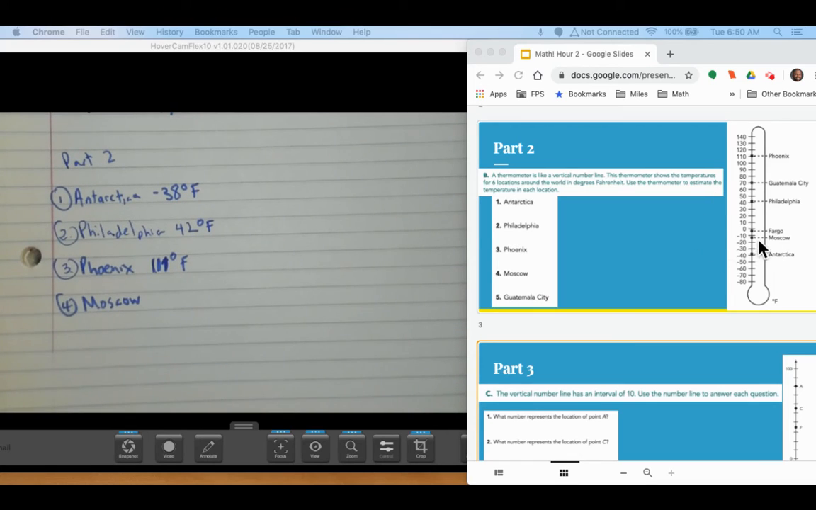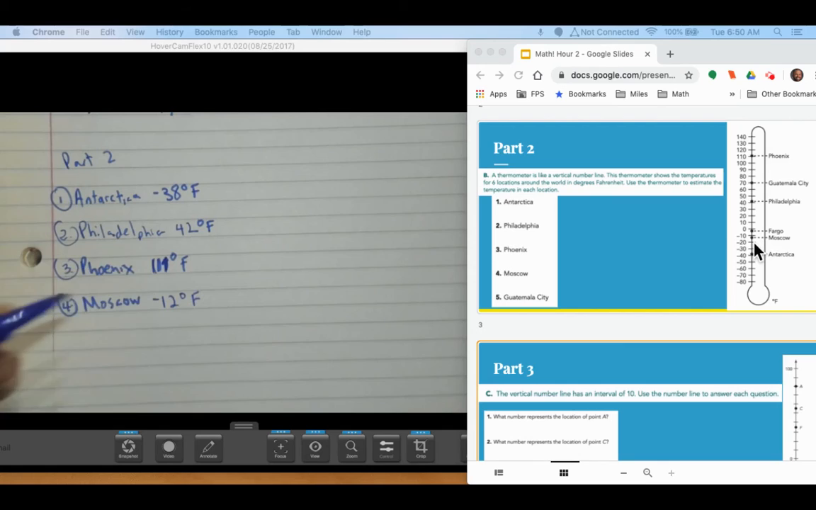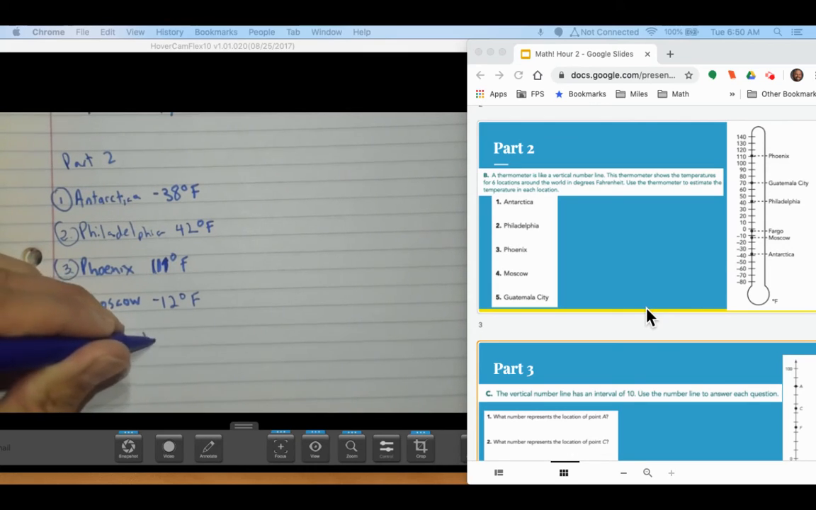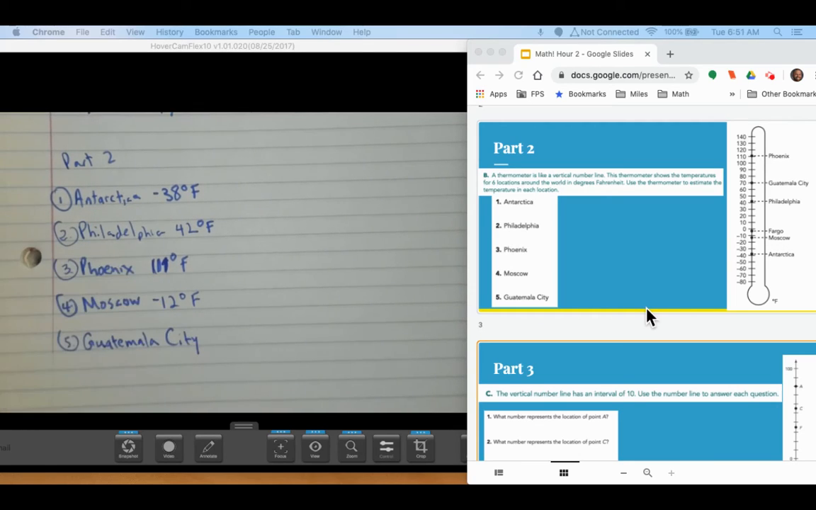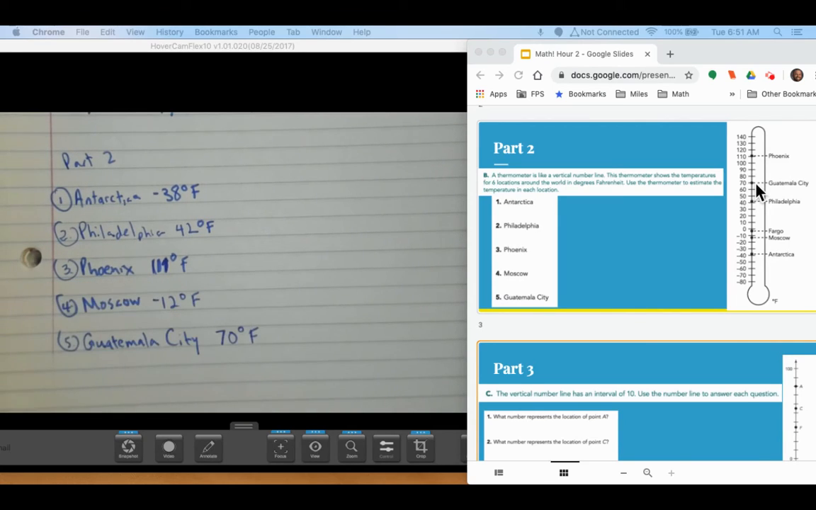For Moscow, it is between -10 and -20. It's closer to -10. I would say -12 degrees Fahrenheit. I would pause it, write my answer in, and then play the video. Guatemala City looks like it's just exactly on 70 degrees Fahrenheit. And those were the 5 you had to do for part 2.